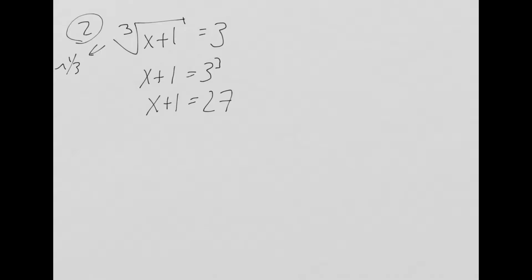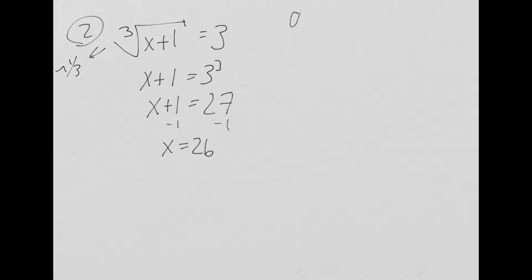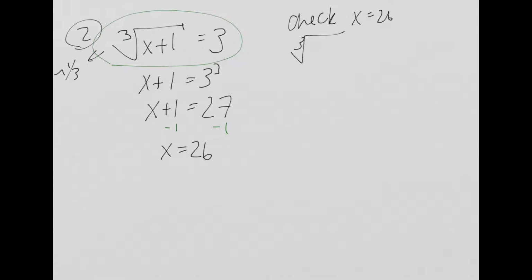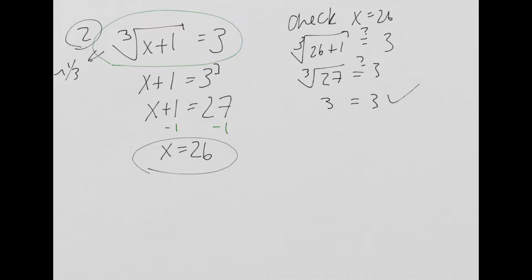Now how am I going to solve for x? Well, I need to subtract that 1. So there's my answer, x equals 26, but we always have to check it. Go back to the original equation. I'm going to plug in 26 for x. So is it true that the cube root of 26 plus 1 equals 3? Is that a true statement? Well, 26 plus 1 is 27, and the cube root of 27 is 3. So yeah, this does work, and x equals 26 is the right answer.